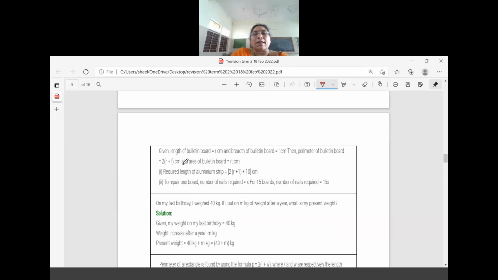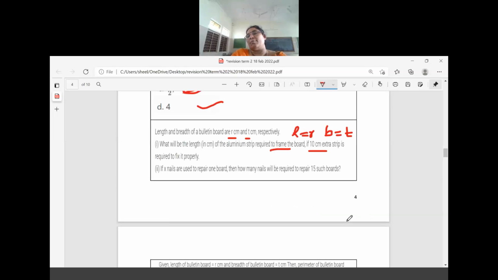Then what should we write? Plus 10 centimeter extra. So 2 into R plus, it is not a 1, it is T only, right? So 2 into R plus T plus 10 centimeter. So that is perimeter plus 10 centimeter extra. Perimeter formula: 2 into L plus B. So 2 into L plus B means 2 into R plus T, close the bracket, then plus 10 should be written.